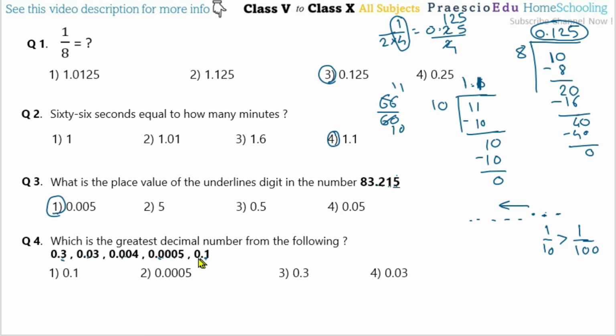So as per this, these 3 numbers are smaller than these 2 numbers. Now comparison is between these 2 only. Now 3 is greater than 1, so 0.3 is greater. So this is given in option number 3.